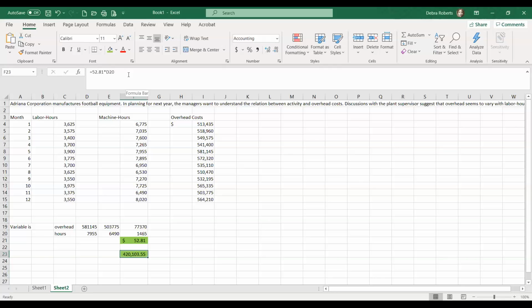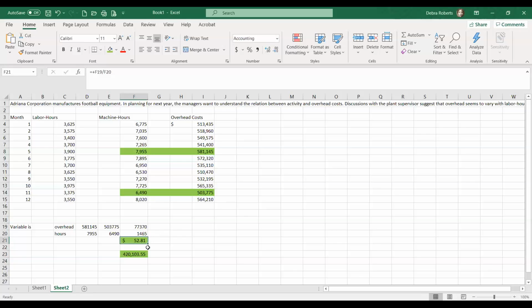When we're using the high-low method, we're going to be corresponding our highest units. In this case, our overhead cost is at 581, which is this one here. Our highest overhead cost with our corresponding units, and then our lowest, which is 503 to 6490. Taking the difference between these two numbers and these two numbers, you see them here, and we divide through. That gives us our variable cost per unit.